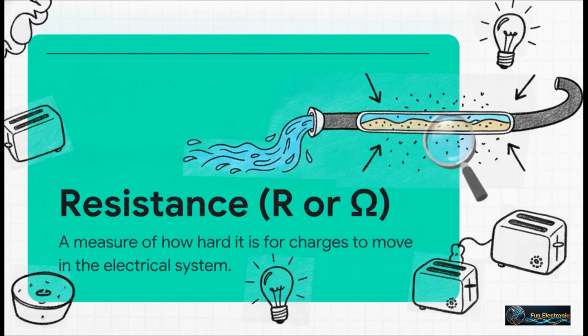And rounding out our big three is resistance, measured in ohms. Resistance is exactly what it sounds like. It's a measure of how hard it is for charges to move through the system. Imagine pouring a bunch of sand into our garden hose. That sand creates physical obstacles, right? It slows down the water flow, regardless of how wide the hose is or how much pressure is pushing from behind. And the key takeaway here is that every single electrical device that consumes energy has some level of resistance.